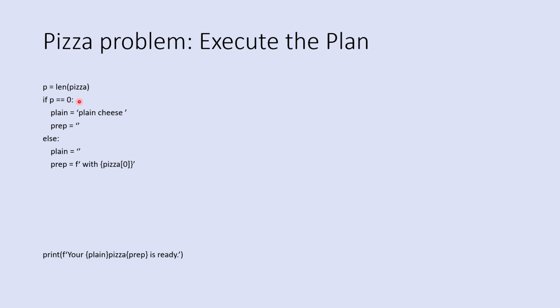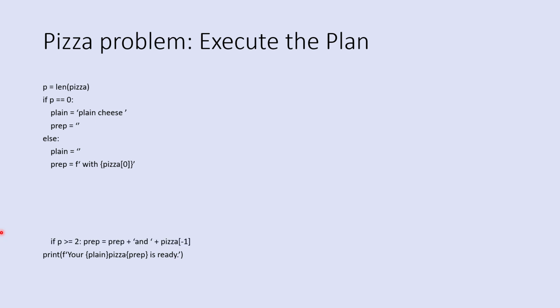Okay, so what happens if you have any number of toppings at all? If pizza has length 1 or greater, then we'll have nothing for plain, that'll be a blank, and for your pizza, you want to say with the first topping is ready. So we're putting here with pizza, and then bracket 0 is picking up the first value in there. Now, if P is 1, that's all we wanted to say. We say your pizza with mushrooms is ready, and then that would be done.